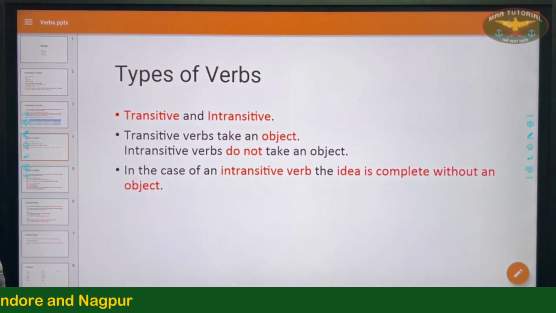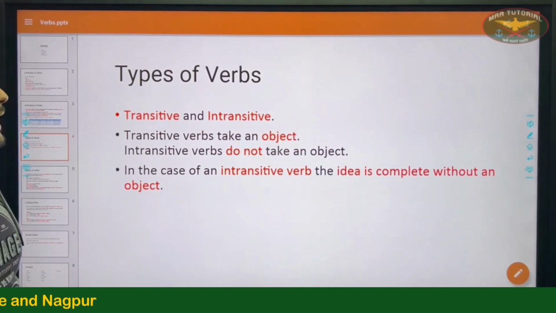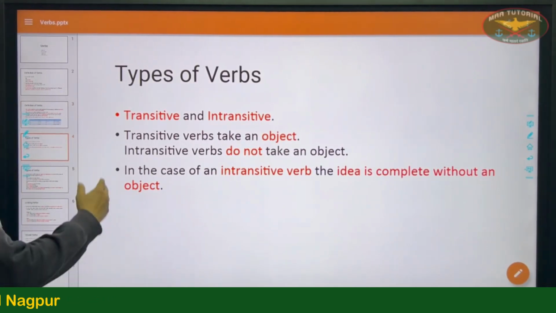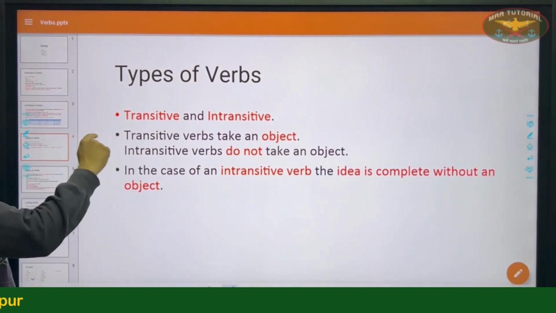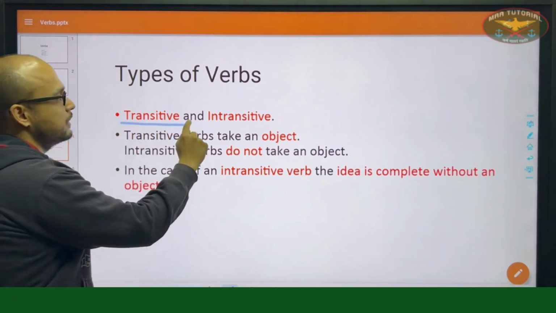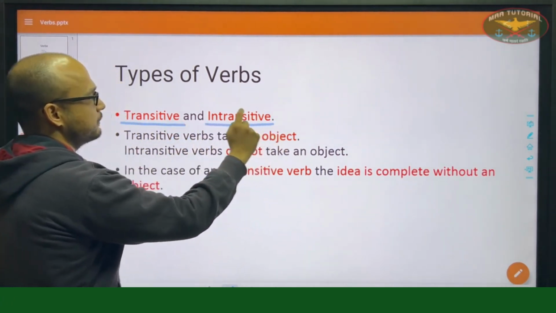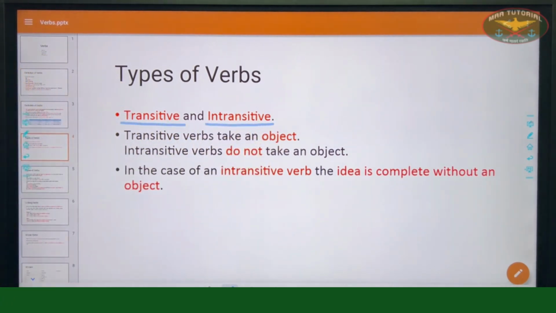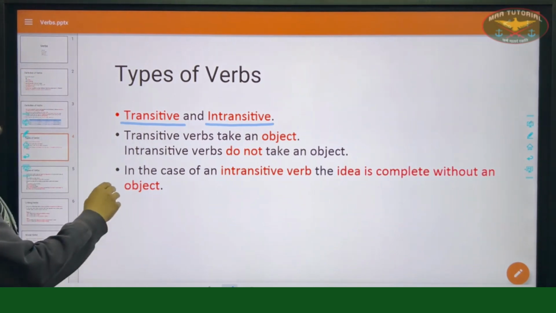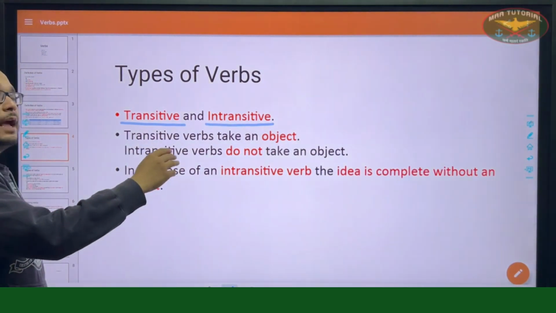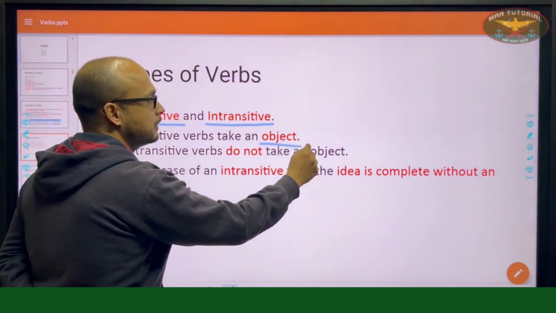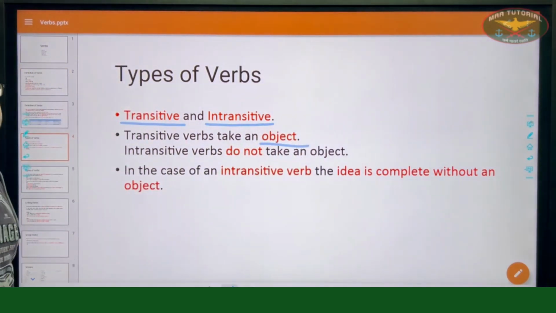Now we'll move further into the types of verbs. The two types of verbs are transitive and intransitive. Now what is the difference between a transitive and an intransitive verb? We see the definition here. Transitive verbs take an object. If a verb takes an object, then it is transitive.